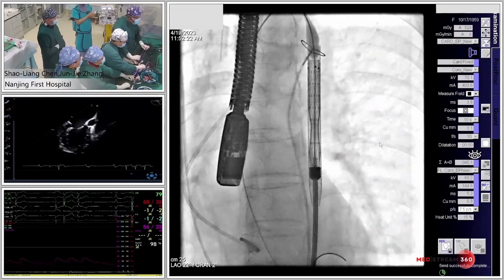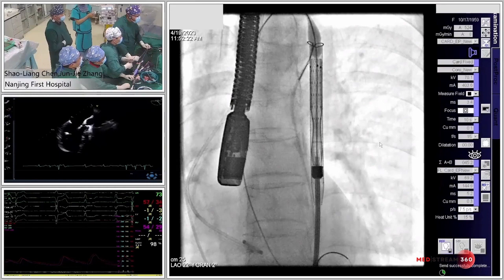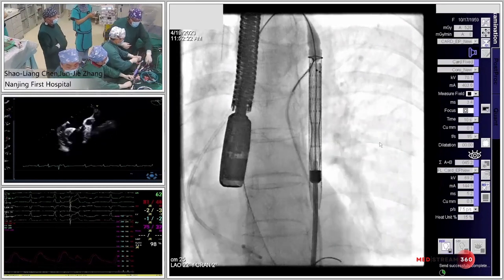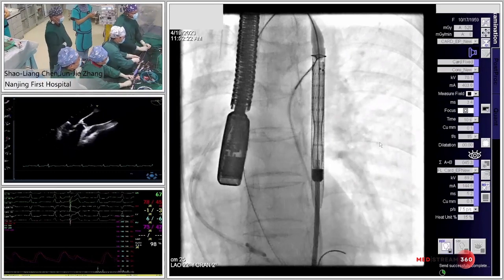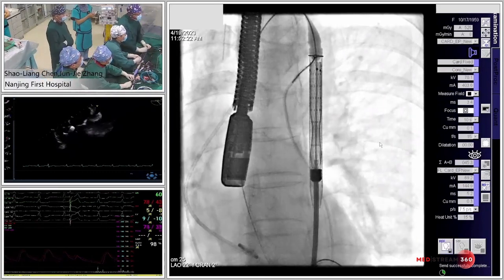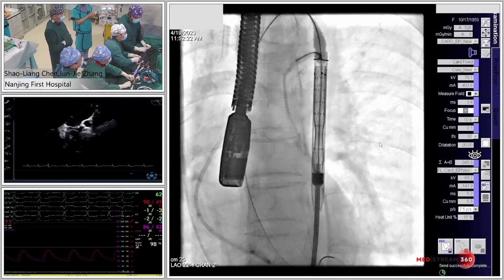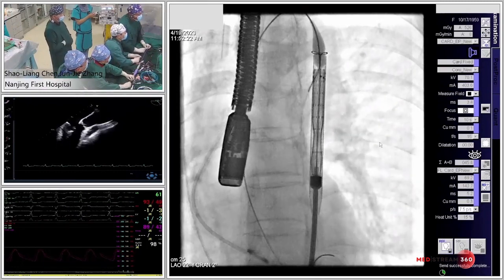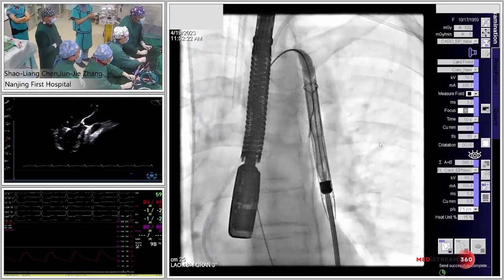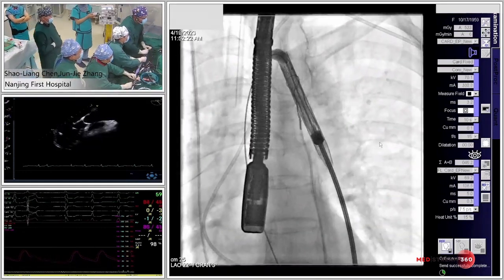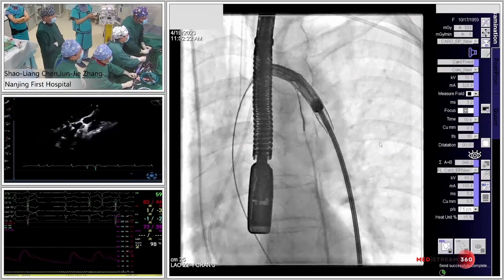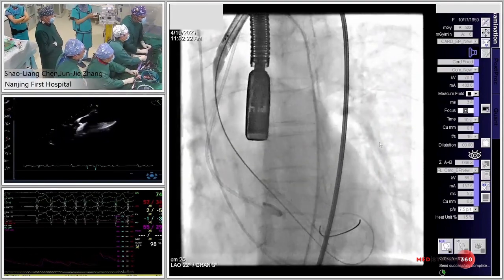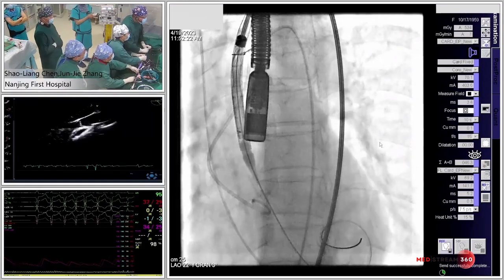I will advance the snare to the tip. At the tip, maybe there is a. Okay. Loose. Okay, good. Oh, I'm sorry. Can we still have 2 or 3 more minutes? Because this is a very, very important step to put the valve in.